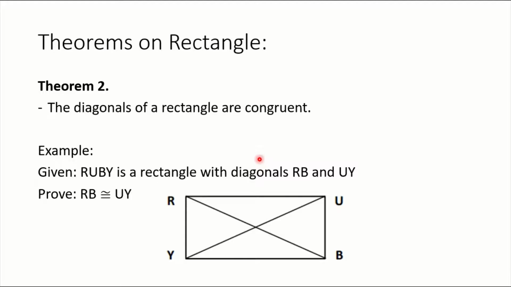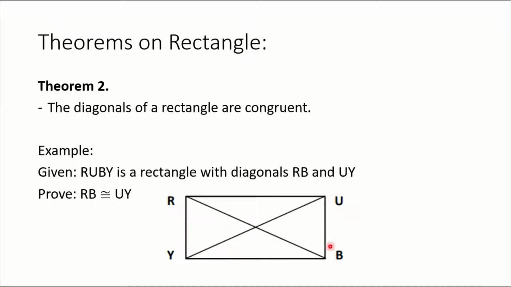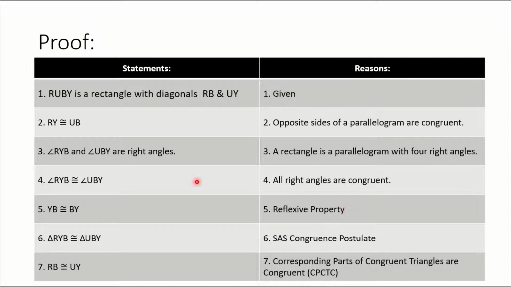So, saan ba yung RYB? RYB. So, this is the angle. Ito yon, no? And UBY. So, this is the angle. Angle B. Sa angle B siya nakatapat. So, proceeding, number 4, angle RYB is congruent to angle UBY. All right angles are congruent. Since they are all 90 degrees, therefore, they are what? They are right angles and they are congruent.